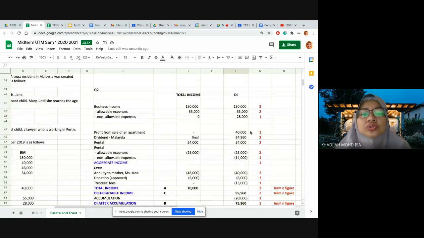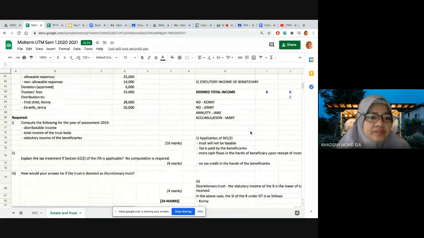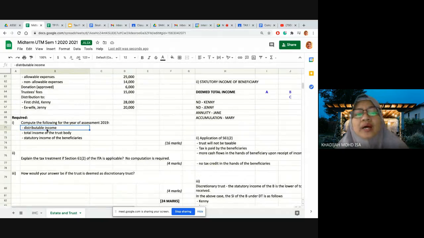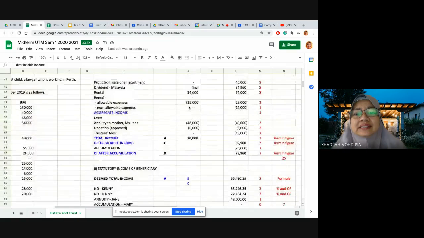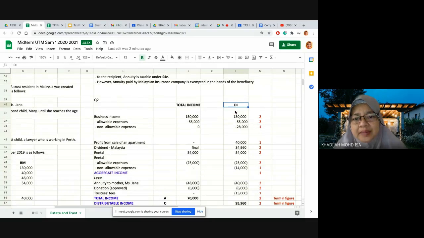Okay, question number 2 asks about the total income. The question asks to compute the distributable income. So I clearly mentioned compute distributable income, total income, and then the statutory income of the beneficiary. So I expect answers that you should have columns for your total income and your distributable income. This is the example where some of you put your non-allowable expense as add back, you plus your non-allowable expense. So remember that this one is your business income.